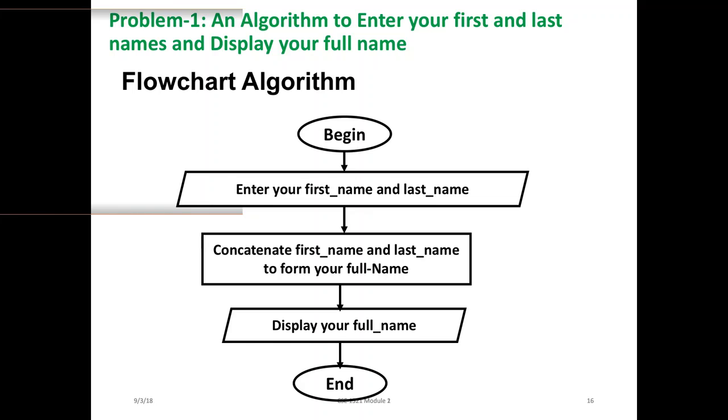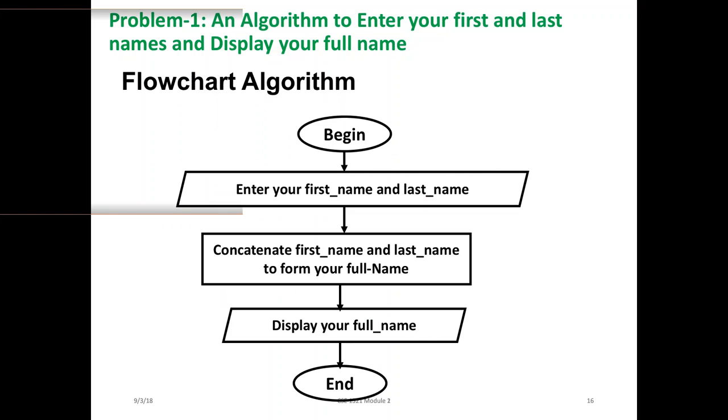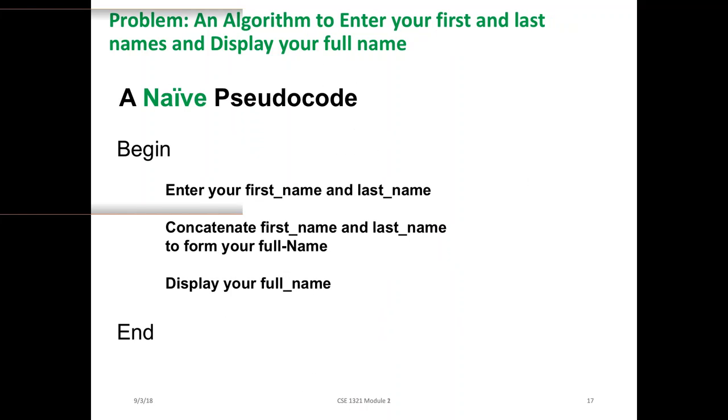So now if we implement this flowchart, this is an algorithm. As we know, we can write an algorithm by flowchart or by writing pseudocode. All pseudocode starts with begin and ends with end.